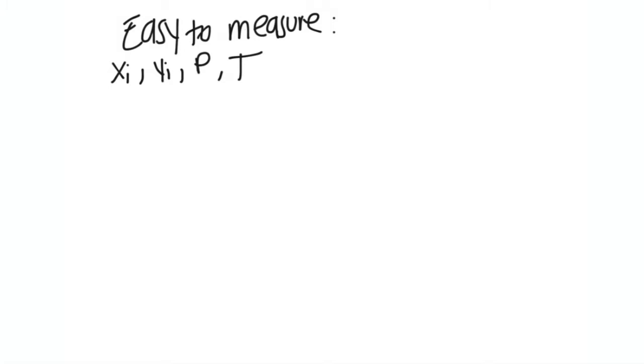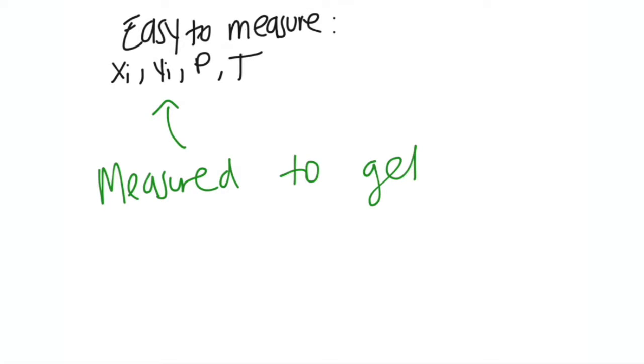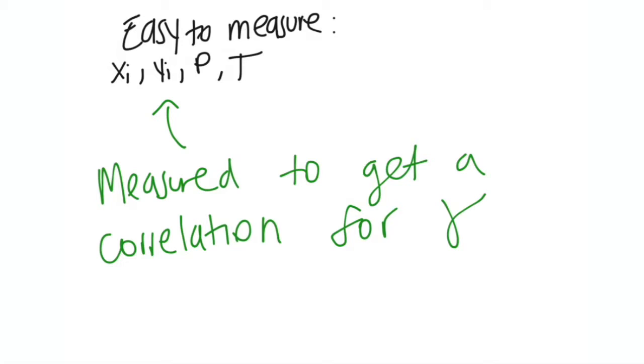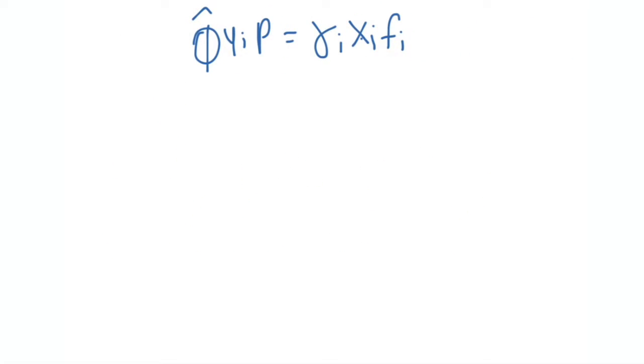So maybe I'll write measured to get a correlation for gamma, or the activity coefficient. Why this is useful: in my last video, I spoke about fugacity and its importance. You can see in this equation, the one you're always going to start with when dealing with fugacity problems, that we have the activity coefficient. In real life, if you're working in a lab studying some species and you've got to calculate the fugacity, finding this gamma isn't going to be that easy. You're probably going to have to look for a model of it somewhere, or do some experimentation and find that gamma.